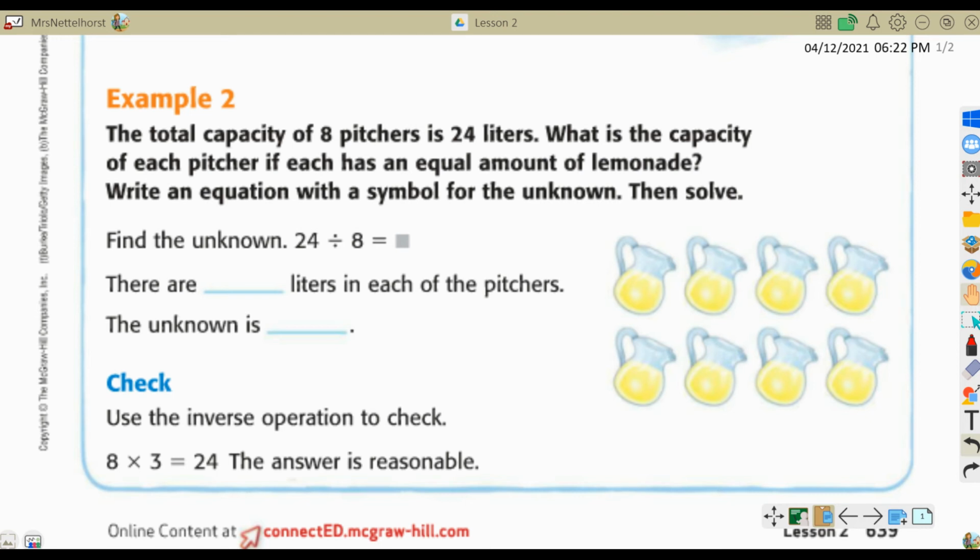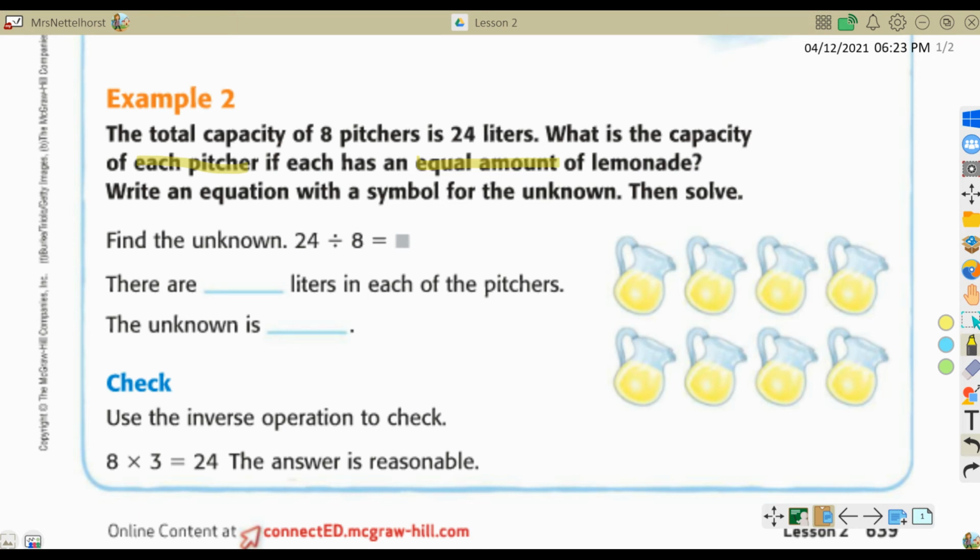Okay, so we're going to write an equation with the symbol for the unknown, then solve. Because I keep seeing words like each and equal, I know that I'm either multiplying or dividing. Now, they've already given it away down here, but I want to walk you through the thought process because you won't be getting hints like this when you take a test on it. So I have each pitcher. I see equal amount. So I know that I have to either be multiplying or dividing.